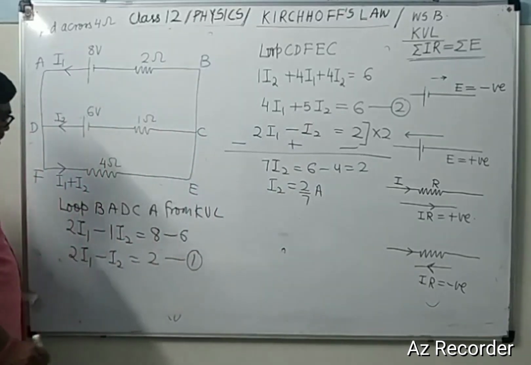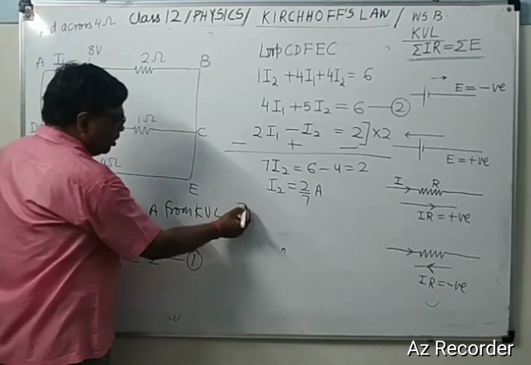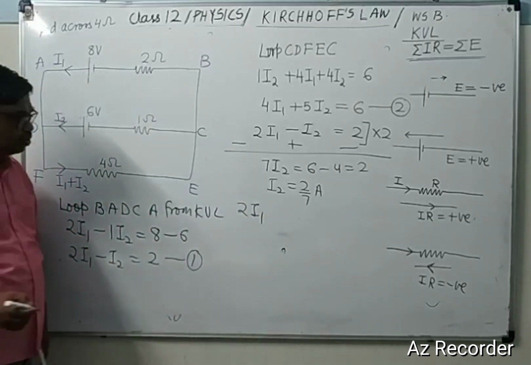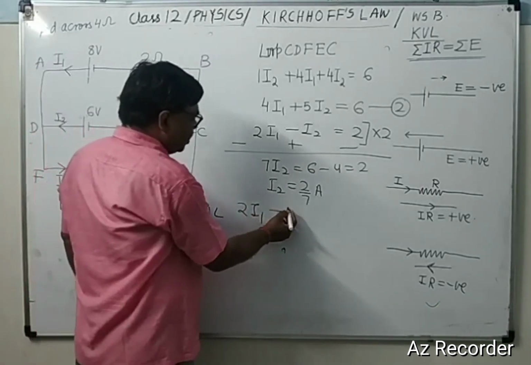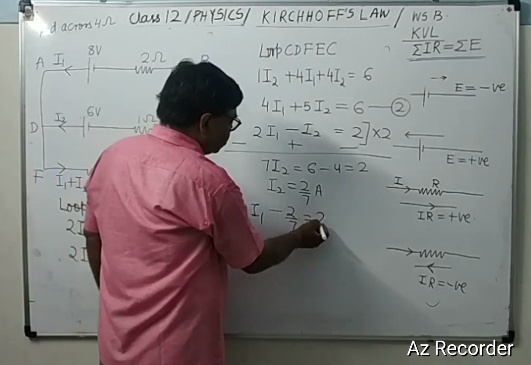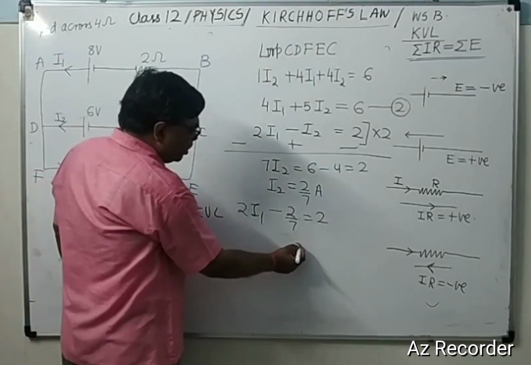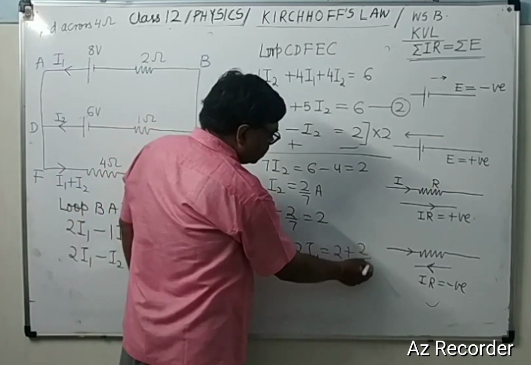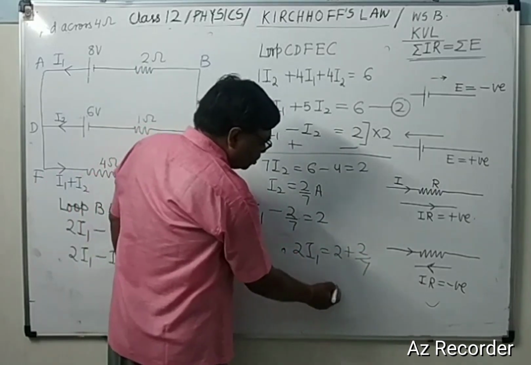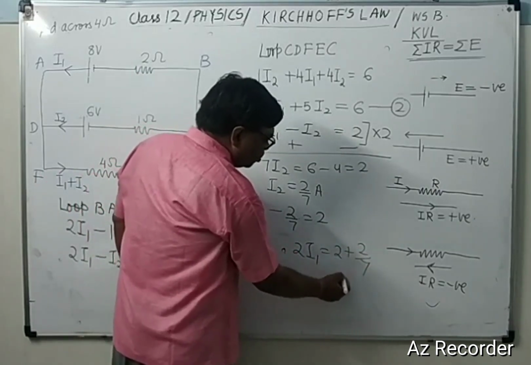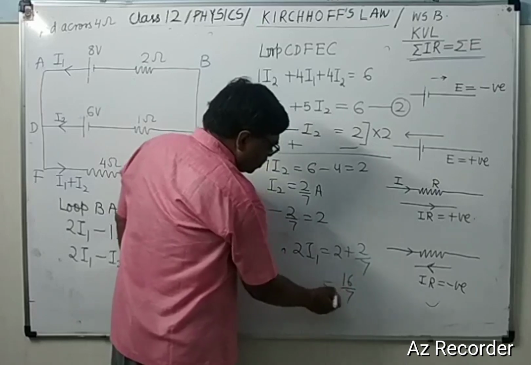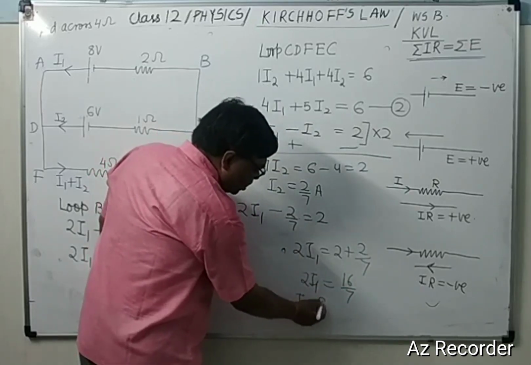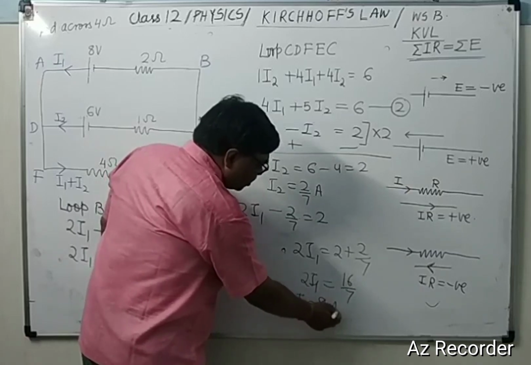Then you place it here. So what will be 2I1? This equation is 2I1 minus I2 equals 2. Minus I2, 2 upon 7, equals 2. So 2I1 equals 2 plus 2 upon 7, that is equals 16 upon 7. So I1 equals 8 upon 7 ampere.